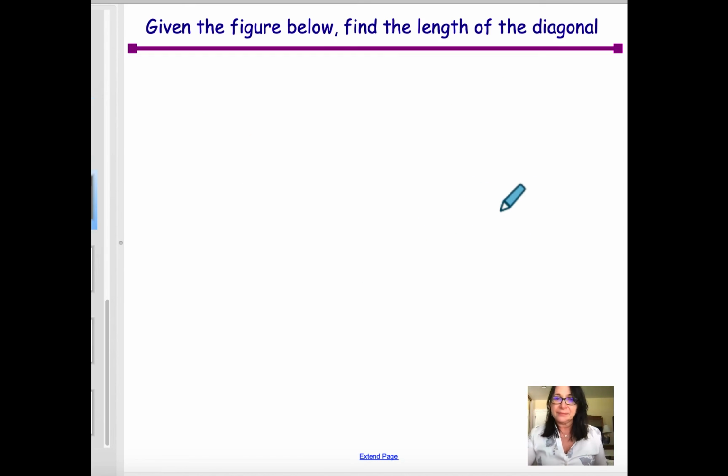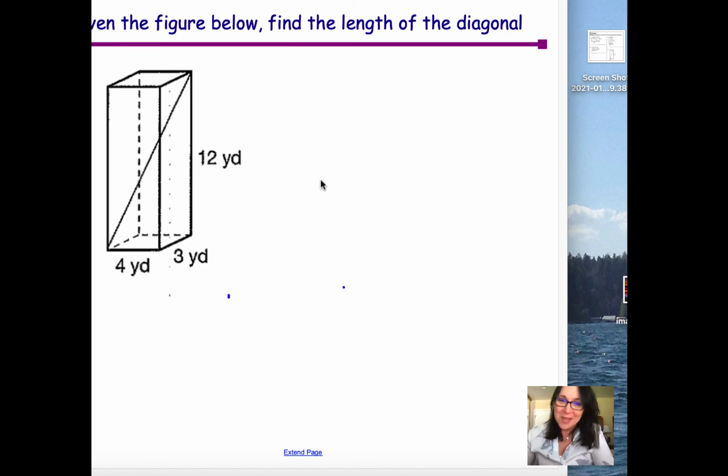All right. There's no figure below. Let me come up with a figure. Hold on. So in this figure below, we're going to find the length of this diagonal, which I'm just going to call x for right now. However, this one's a little bit tricky, because in order to find the length of that diagonal, I'm going to use this triangle, which I'm going to highlight like this.